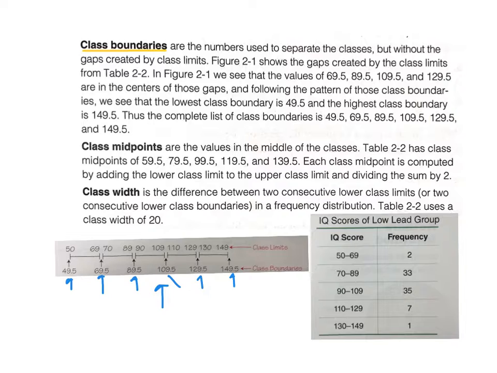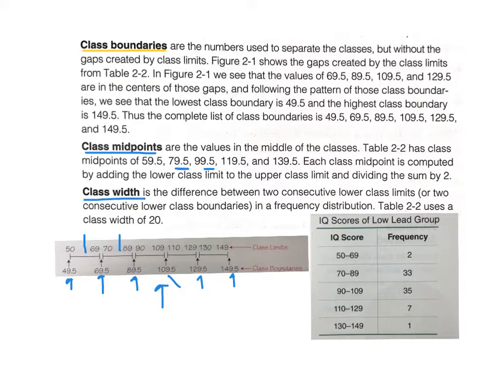So the halfway point in between the two, we're going to call class boundaries. Class midpoints, we're not using these a whole lot, but the class midpoints are just the midpoints of the classes. So it'd be like right here. To find out what's halfway between 50 and 69, all you do is add up 50 and 69, divide by 2. You should have done that in geometry, find the midpoints. Add those up, 70, 89, divide by 2, and you would get 79.5. These are just the midpoints.